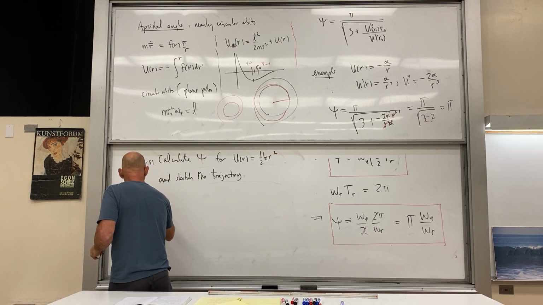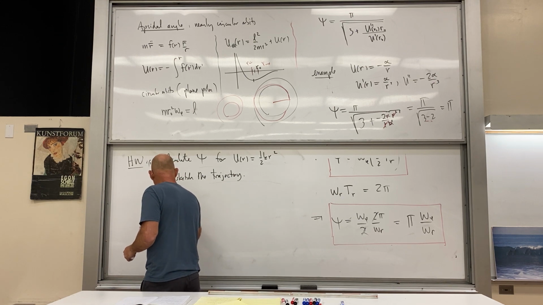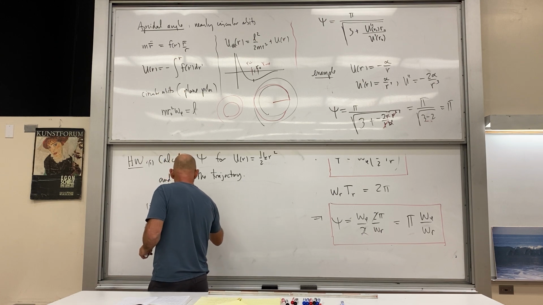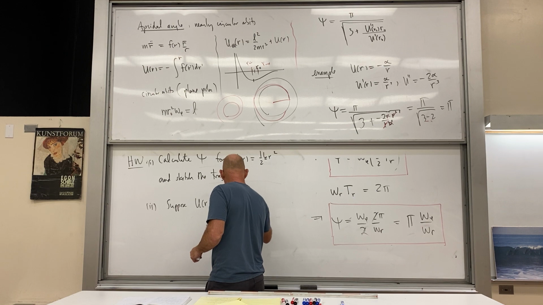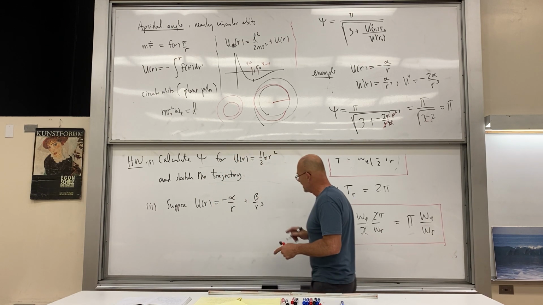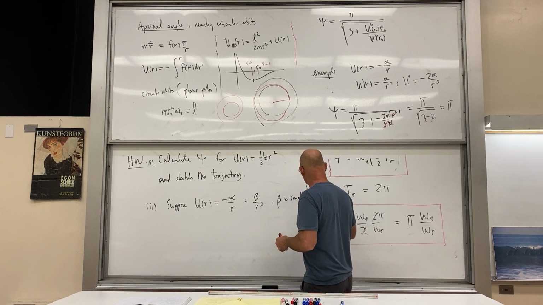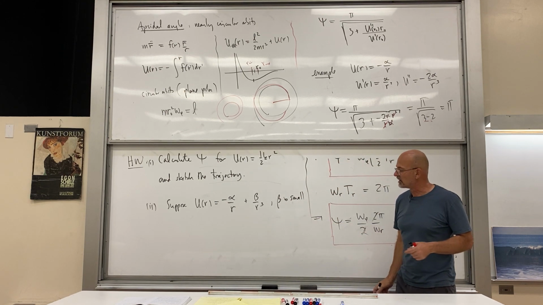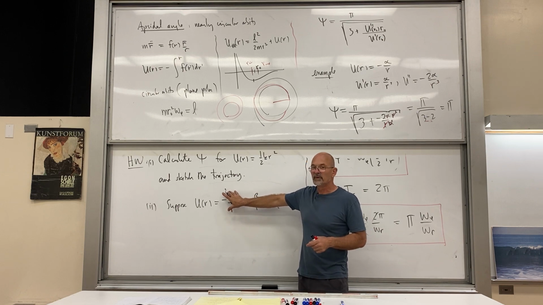And the second part here is, suppose U of R is equal to minus alpha over R plus some beta over R cubed. And beta is small. Well, first you have to figure out what does it mean for beta to be small, right? This is sort of a perturbation to the 1 over R potential.